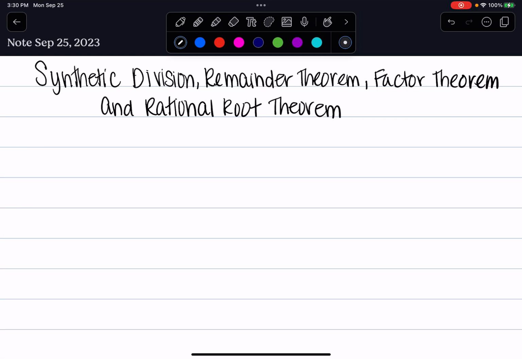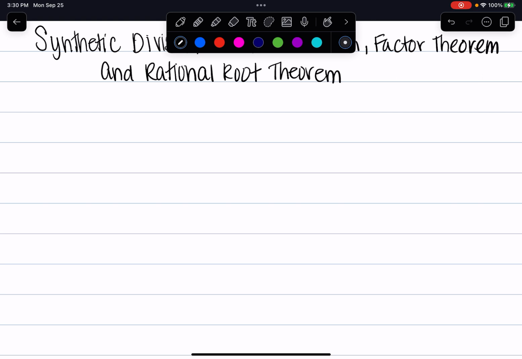Hi all. Today we're going to talk about synthetic division, remainder theorem, factor theorem, and rational root theorem. They all go hand in hand. We're going to start with synthetic division first because it's the basis for everything.